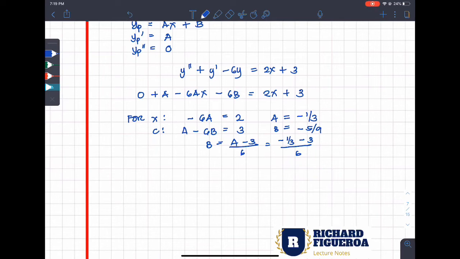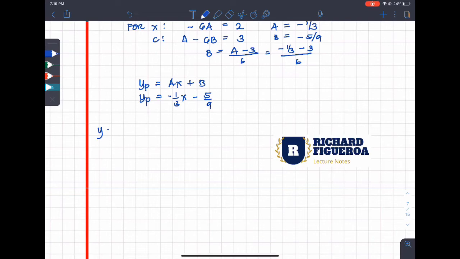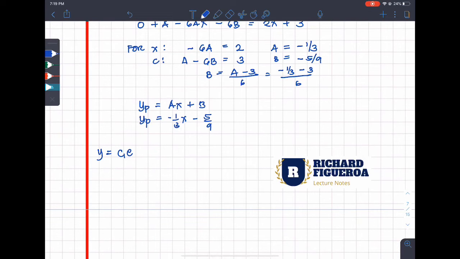And thus, our particular solution, which is ax plus b, and a is negative 1/3, so negative 1/3 x, and then b is negative 5 over 9. So forming our general solution, y equals c1 e raised to negative 3x plus c2 e raised to 2x, and then minus 1/3 x minus 5 over 9. Okay, so that would give us our final solution, to be like this.